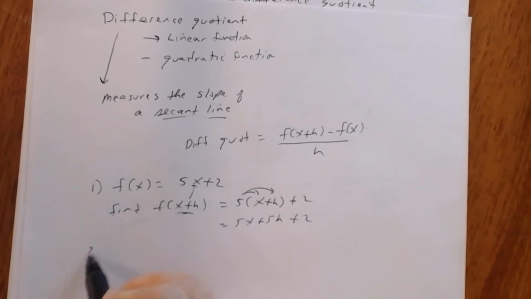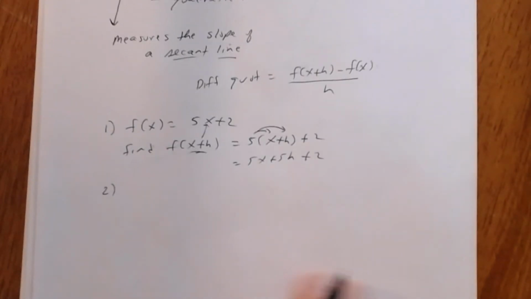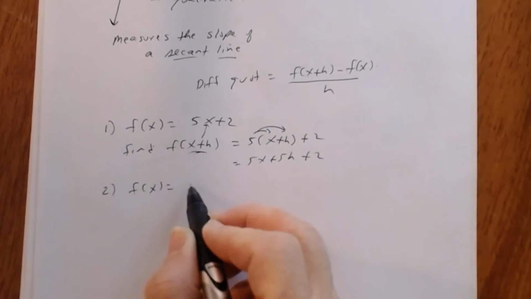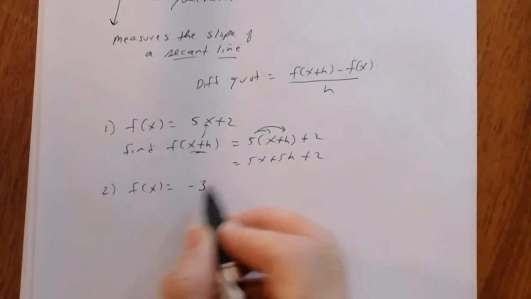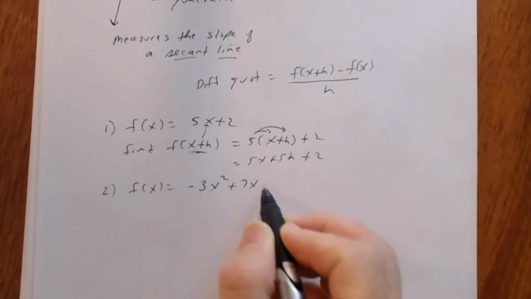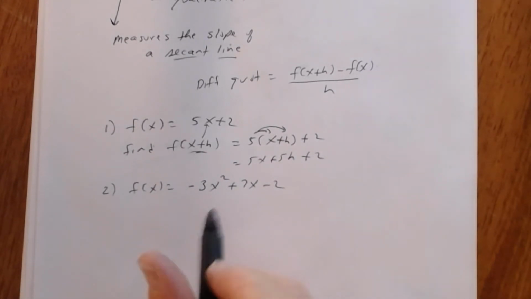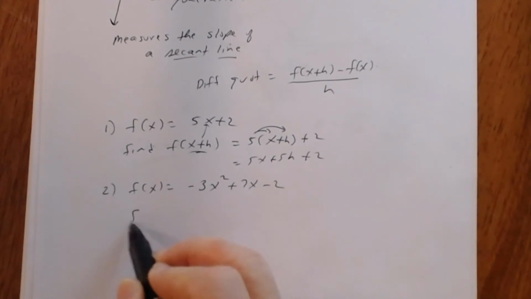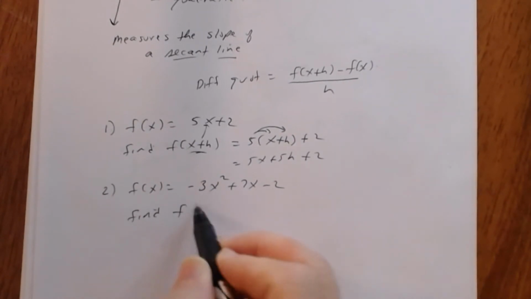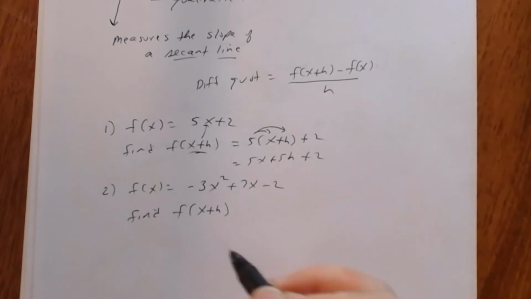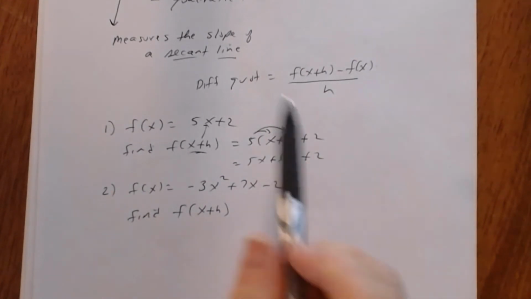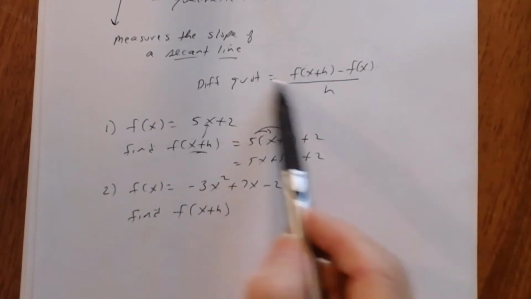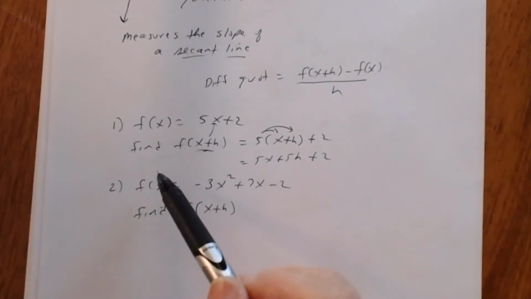All right, so now let's look at a quadratic, see how that looks. So if f of x, let's say, is negative 3x squared plus 7x minus 2, let's say that my function's this. And I want to find f of x plus h. That's what I want to find. Because remember, if I'm going to be finding the difference quotient, one of the things I'm always going to find first is this.